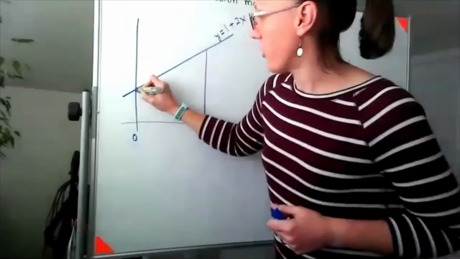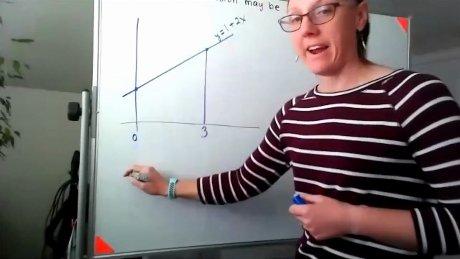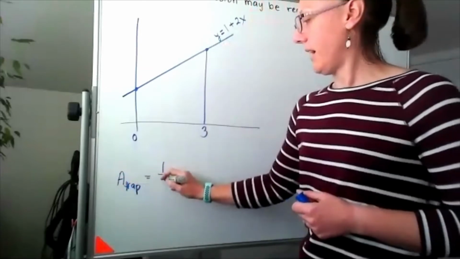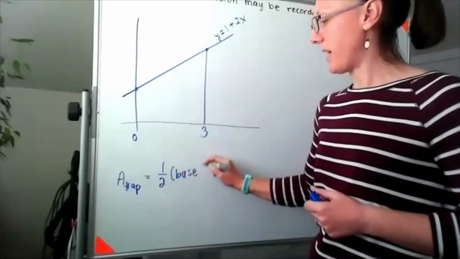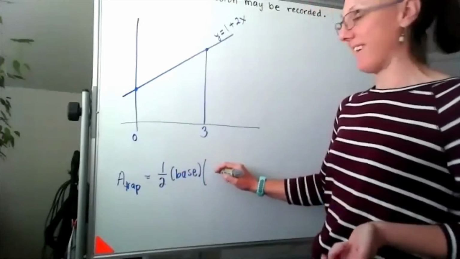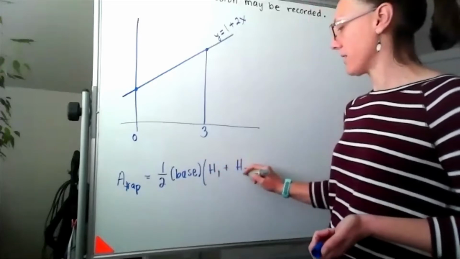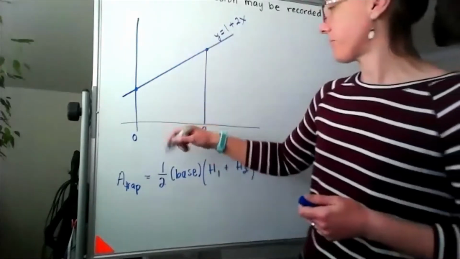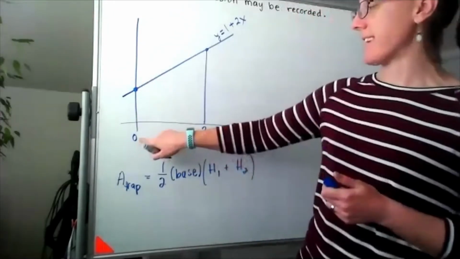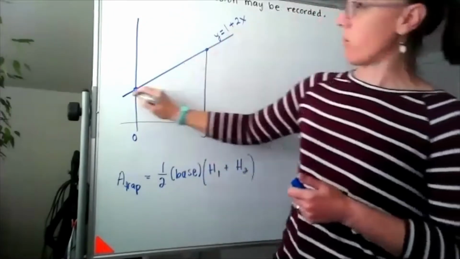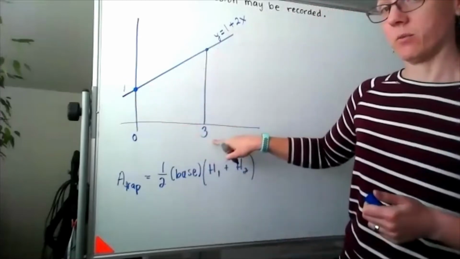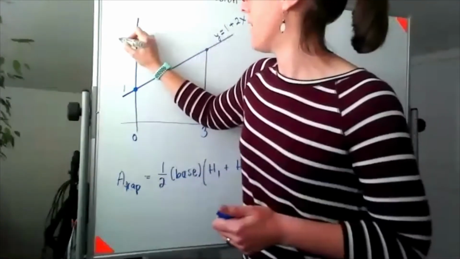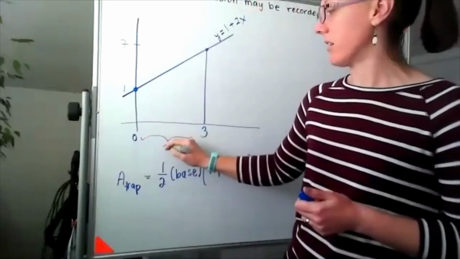So I need to know the two heights, because the area for a trapezoid is 1/2 times the base times the heights added together. I'm going to call that h1 plus h2. So if I were finding this using geometry, I'd say, okay, that first height is happening when x is 0. So if x is 0, y is 1. And that second height is happening when x is 3. And when x is 3, I'm going to get 1 plus 6, so I'll get a height of 7. And then the base here is 3.